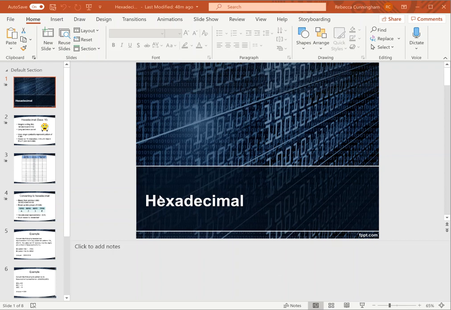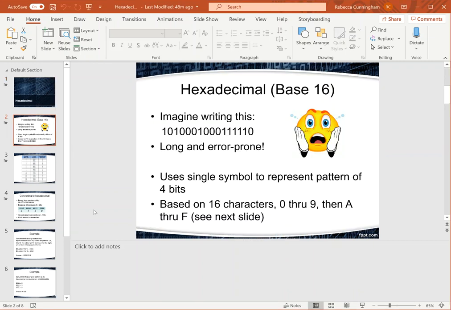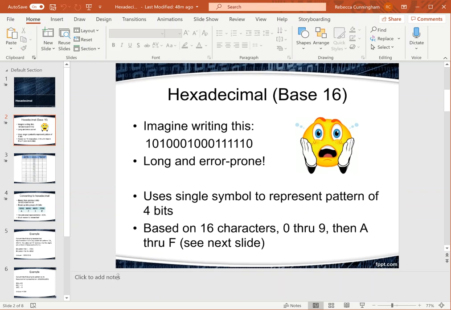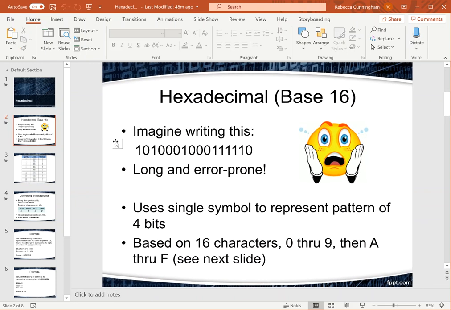This video will introduce you to the hexadecimal numbering system. We already learned about base 10, which is the decimal numbering system. We learned about base 2, which is the binary numbering system. And now we're going to look at hexadecimal, which is called base 16. That may sound harder since it's called base 16, but it's really not.